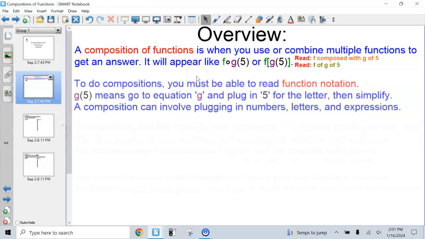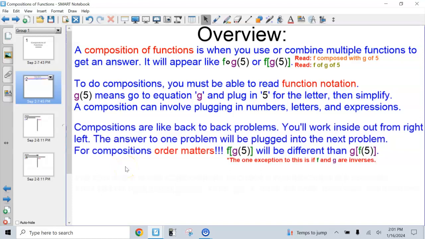To do compositions, you must be able to read function notation. g parentheses 5 means go to equation g and plug in 5 for the letter, then simplify. A composition will involve plugging in numbers, letters, and expressions. Compositions are like backpack problems. You'll work inside out or right to left. The answer to one problem will be plugged into the next problem.